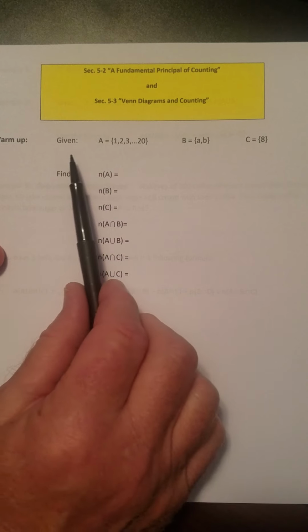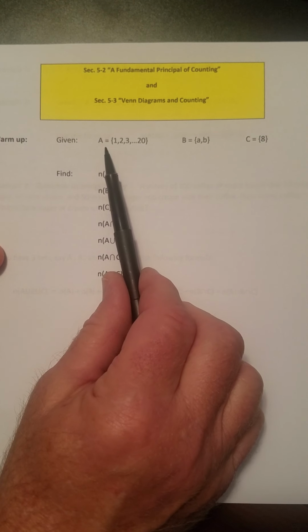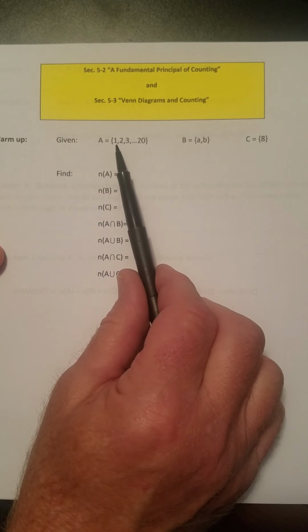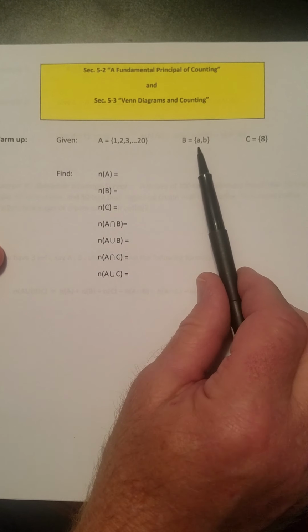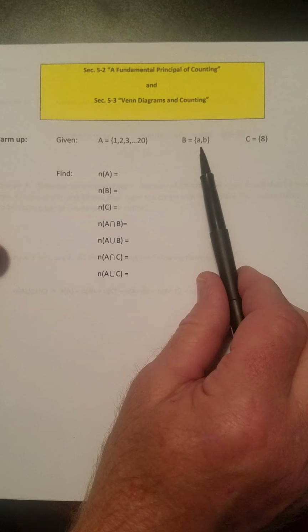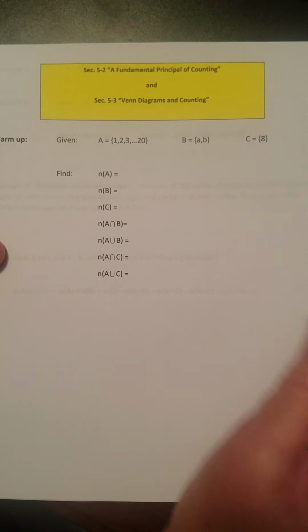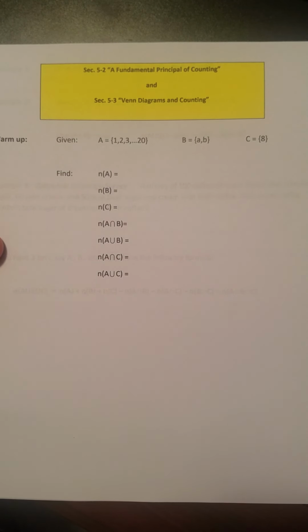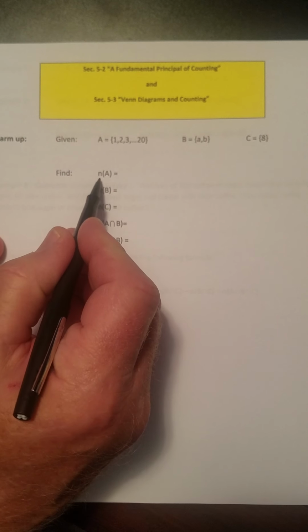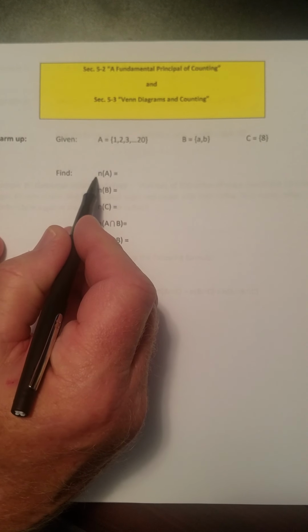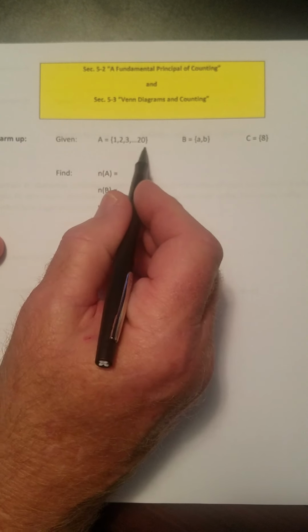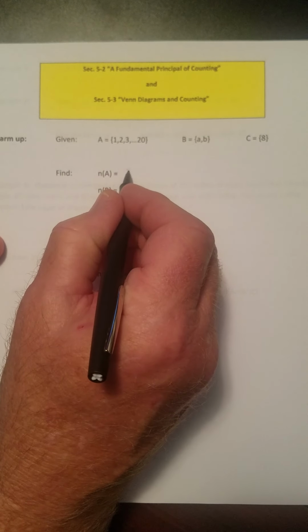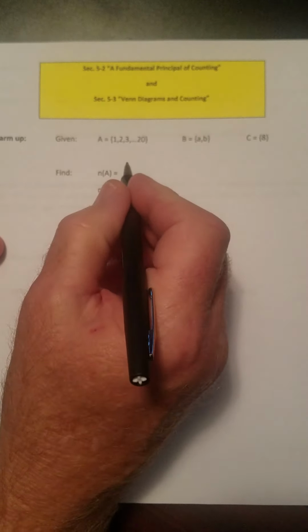So we're given three sets. Set A has all the numbers 1, 2, 3, and so on up to 20. Set B has the elements a and b in it. And set C has the number 8 in it. Okay, so when we put an n in front of a set, that means the number in it. So as I look up here, how many are in A?